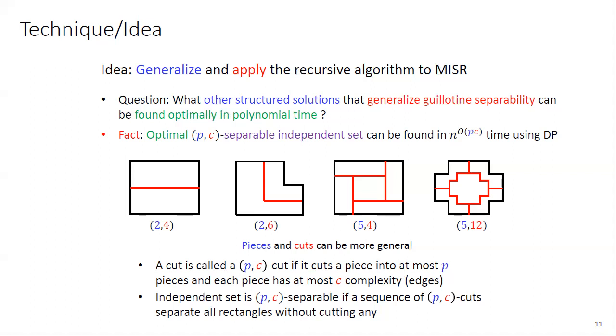So the fact is that the optimal PC separable independent set can be found in time n to the big O of P times C using dynamic program. And it's the same dynamic program. Just to make sure, I want to make sure that my polygon has at most C sides. And yes, the pieces that I cut into also have at most C sides. All the pieces that you consider always have at most C sides. And the reason is that these will be all the pieces that you will consider in your dynamic program. Okay.